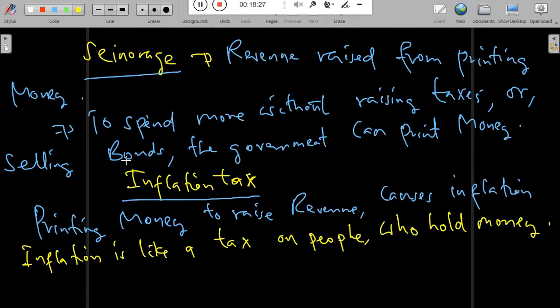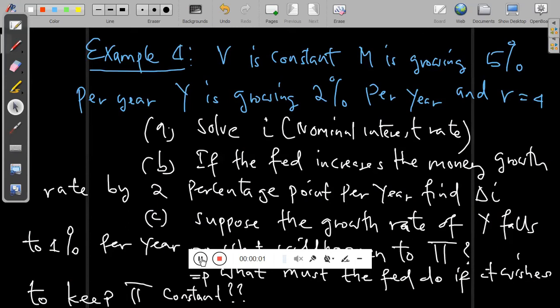Let's discuss the concept of seigniorage. Seigniorage is the revenue raised by printing money. So to spend more without raising taxes or selling bonds, the government may decide to print money. When you print money, you develop an environment for an increasing price level, that is inflation. So the inflation tax is that printing money to raise revenue causes inflation. Inflation is like a tax on people who hold money.